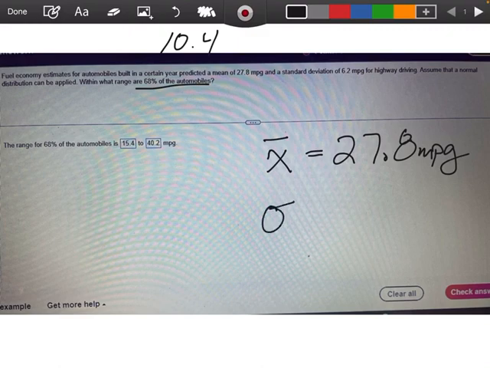Now, there's something called the standard deviation. We usually use this little Greek symbol called sigma. It looks like an O with a little hat on it, right? And they're telling me that my standard deviation is 6.2 miles per gallon.